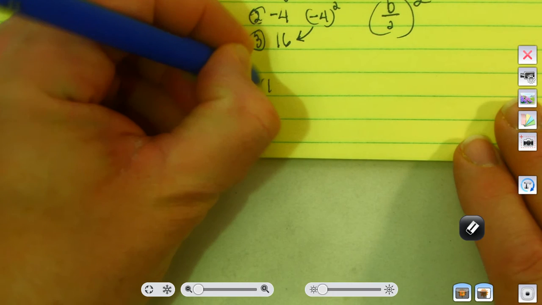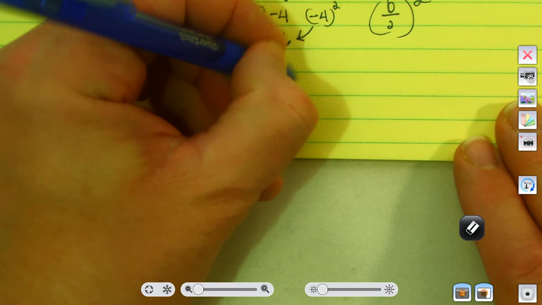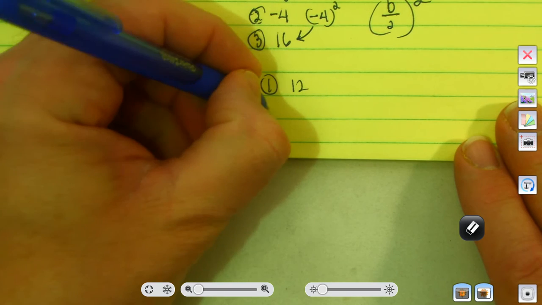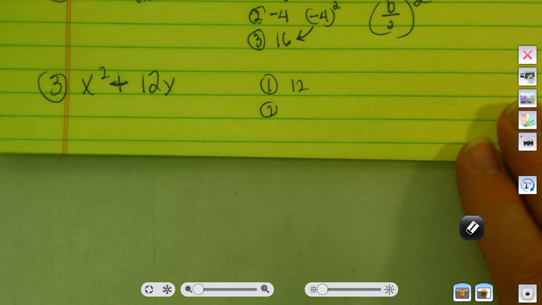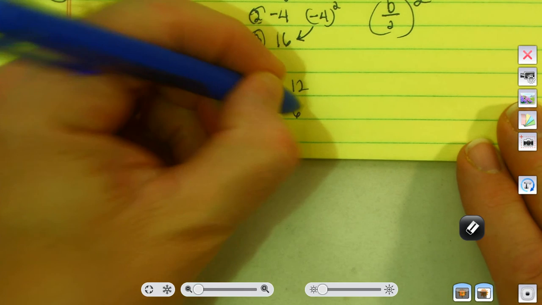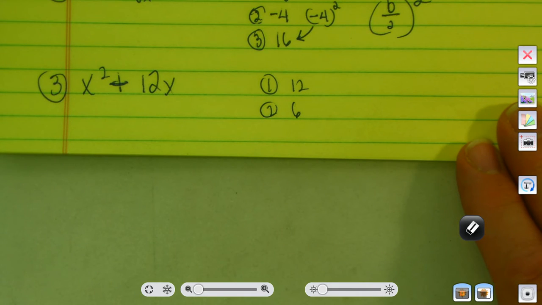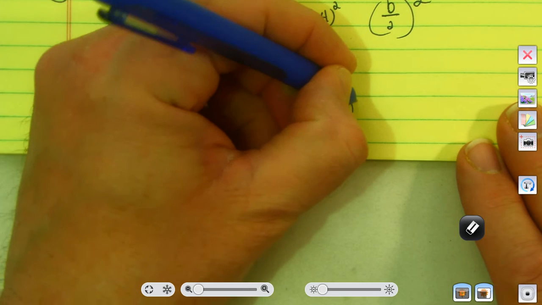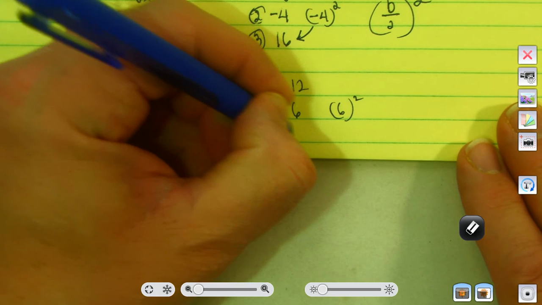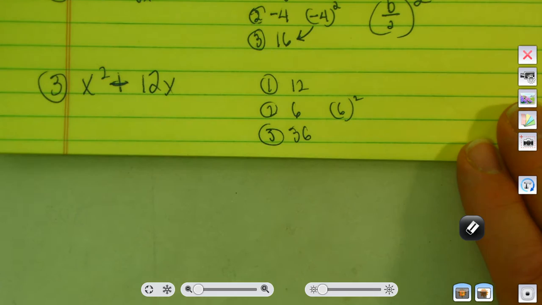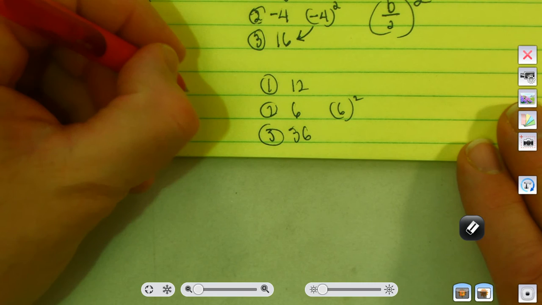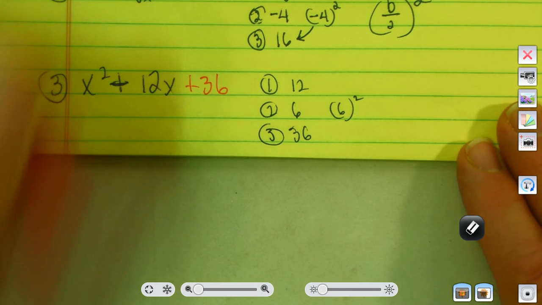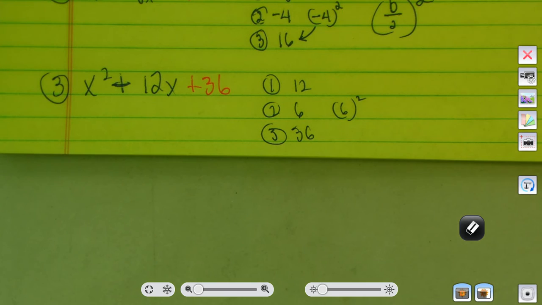So the b term is positive 12. Second step, important step, I divide by 2 and I'll get 6. And then I'll take 6 and I'll square it. That would be 6 times 6 or 36. So when I complete the square, it will be 36.